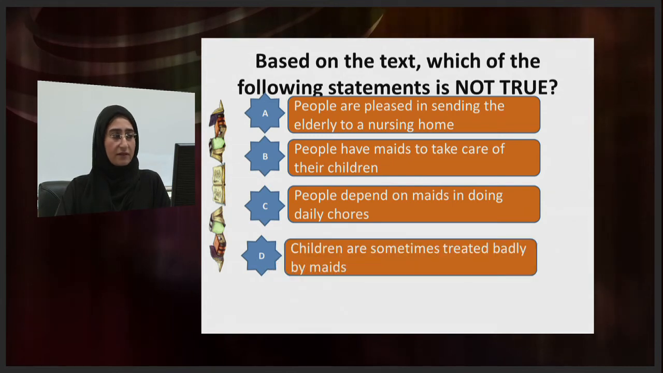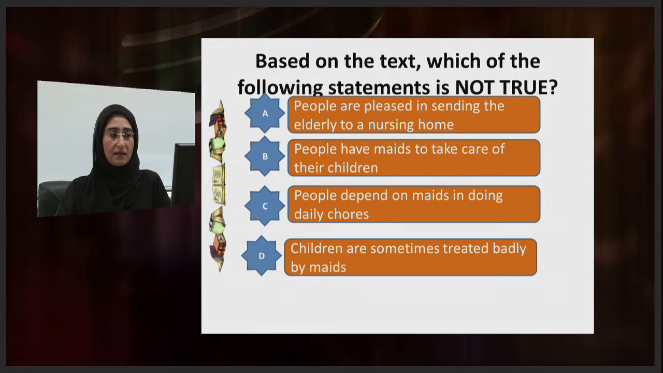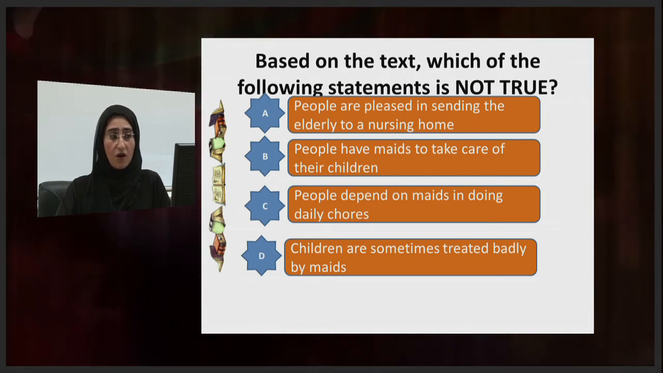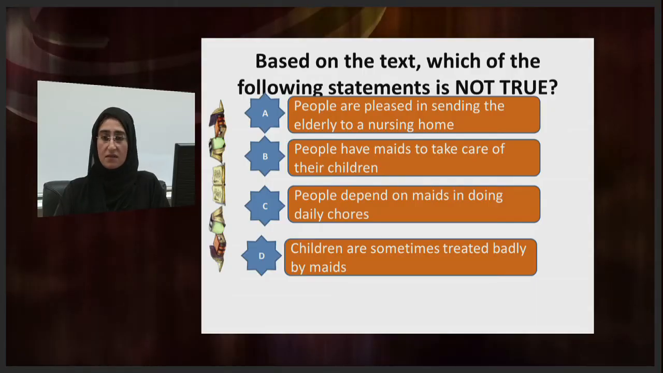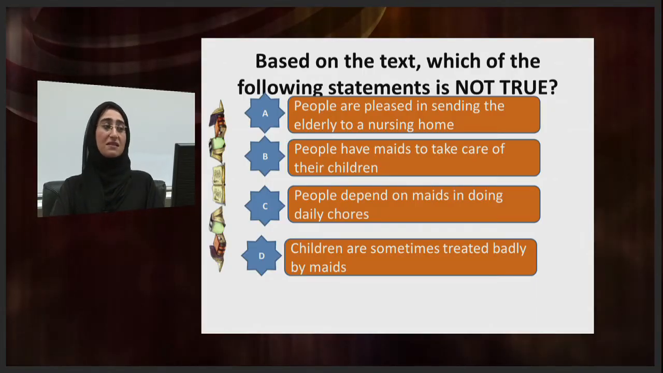The first distractor, A. People are pleased in sending the elderly to a nursing home. B. People have maids to take care of their children. C. People depend on maids in doing daily chores. D. Children are sometimes treated badly by maids. Okay, one of these sentences or these distractors is not true.